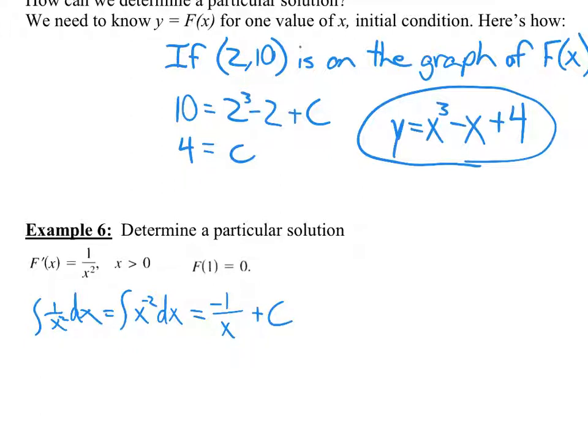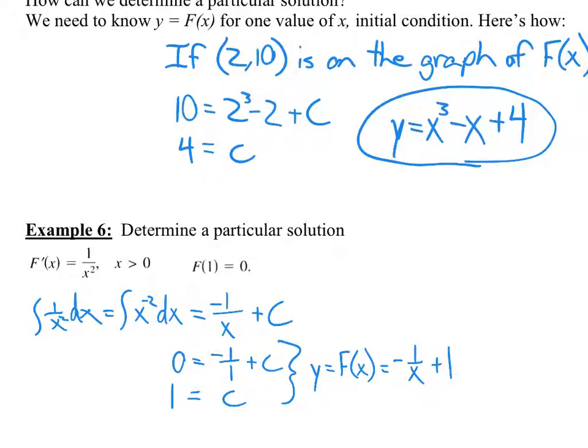However, I know that when x equals 1, my function equals 0. So if I plug in 0 and 1 for x, I now know that c has to equal 1. So the particular solution here is y equals, or capital F of x equals, whichever you prefer, negative 1 over x plus 1. Okay? And that's our particular solution. Okay?